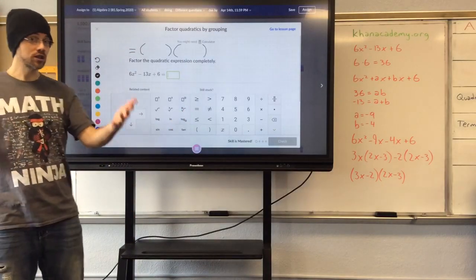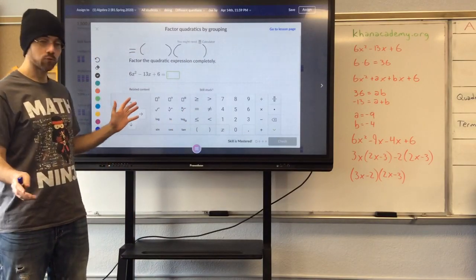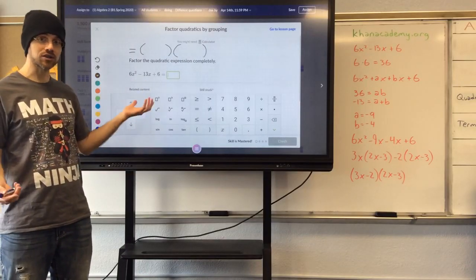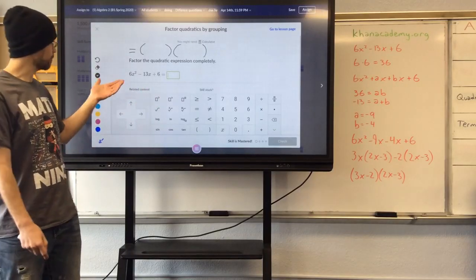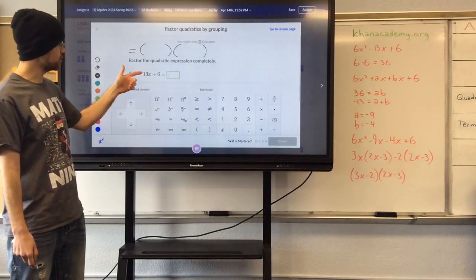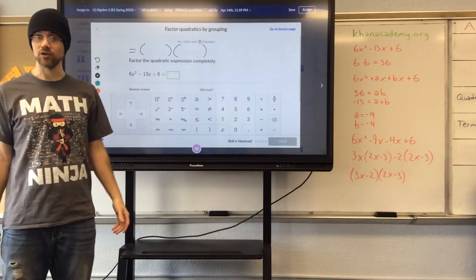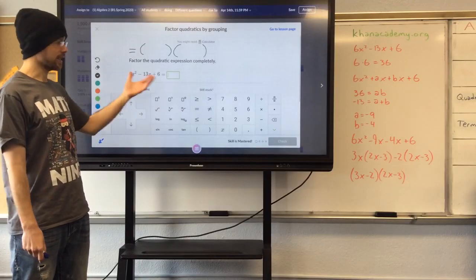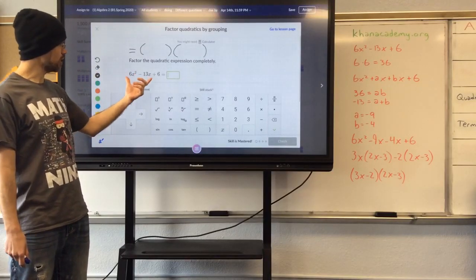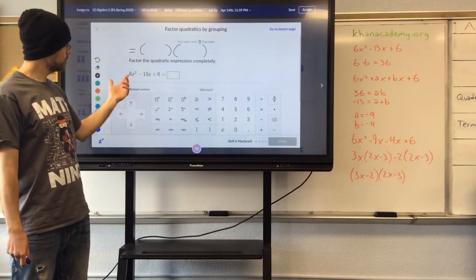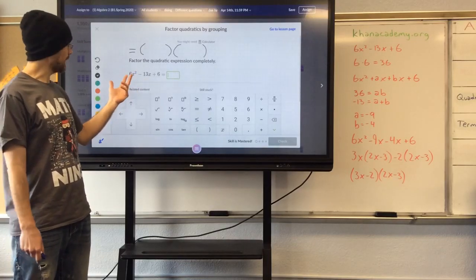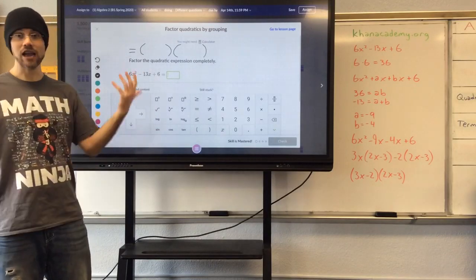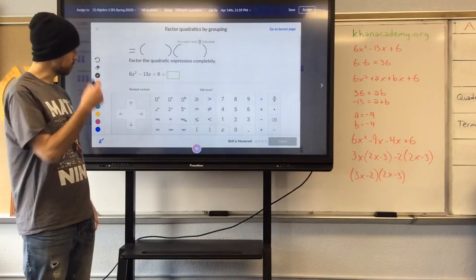Okay, well, the first thing you would do, any time you are faced with a problem like this, is look, is there any greatest common factor? Can you factor out anything? Well, our constants are 6, 13, and 6. Well, 13 isn't divisible by 2, and it's not divisible by 3, so I can't pull a common factor out of those numbers, and the variable x appears in 2 of the terms, but not in the constant 6. So I can't factor any greatest common factors out of this one.